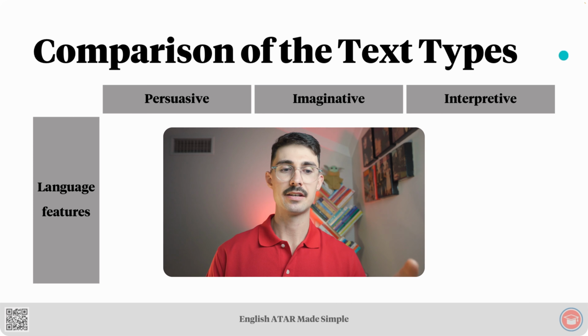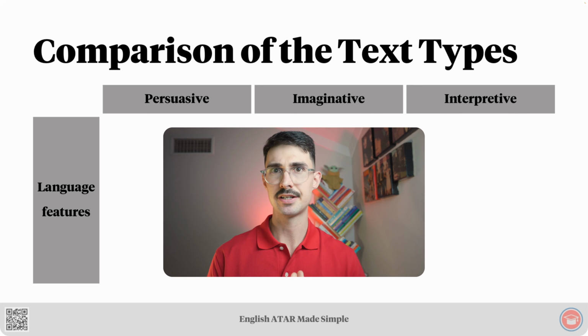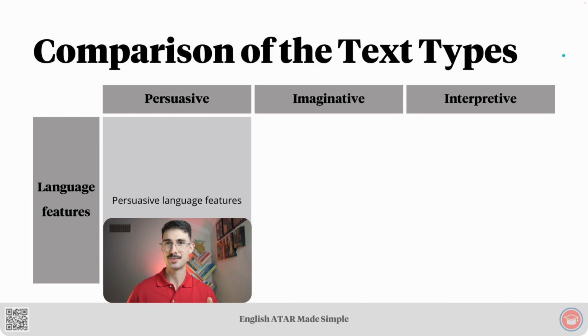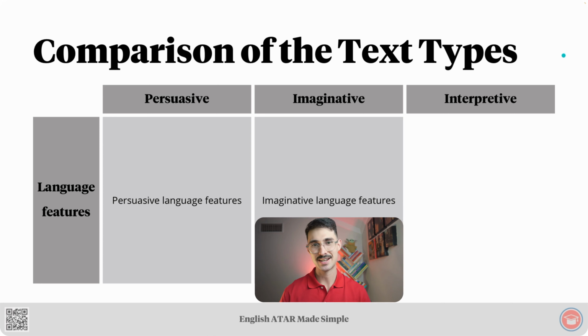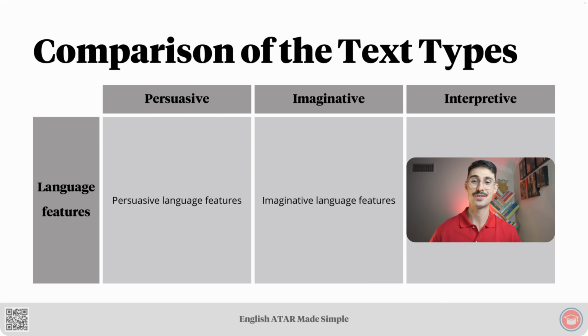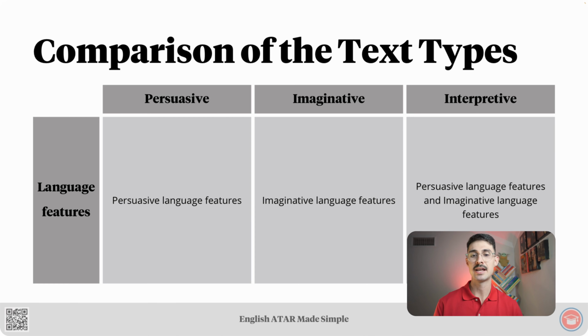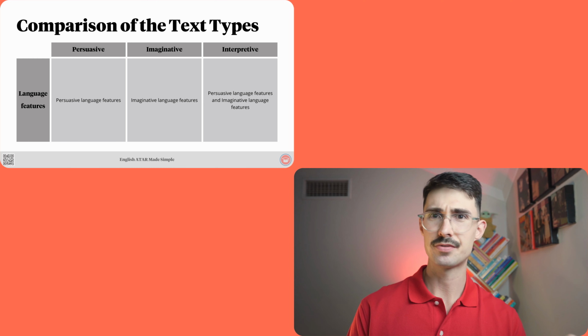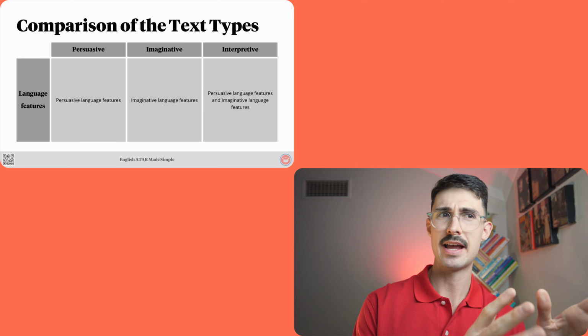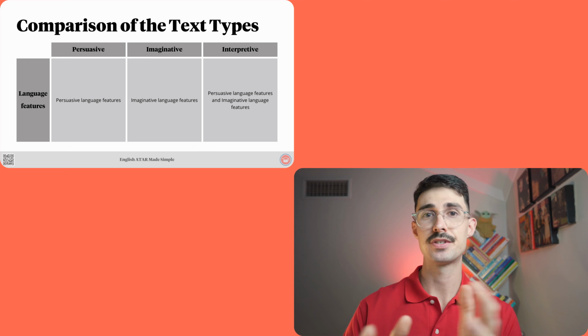Turning to have a look at language features and how each text type uses varying language features. Persuasive text types use persuasive language features, imaginative text types use imaginative language features, and then here's the real kicker. Interpretive text types use a blend of both persuasive and imaginative language features. This slide is really what I was getting at earlier about how the different text types influence the structure of the LFB.